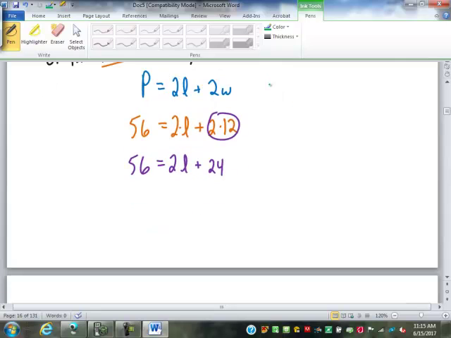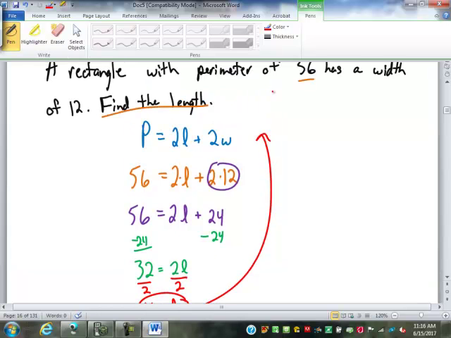And then subtract the 24. 32 equals 2L, and then divide by 2. So 16 equals L. L is the length. Is that what we were asked to find? Yes, it is. So length equals 16. I didn't give any units in the problem, so there are no units to put on the answer.